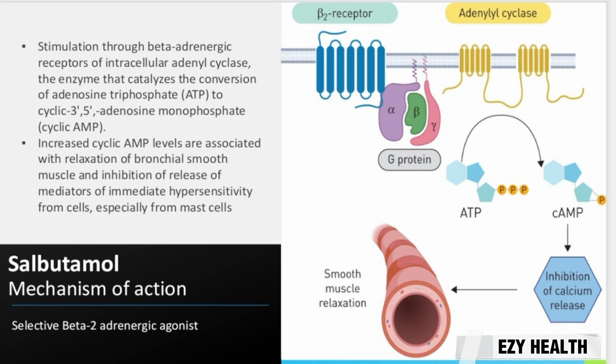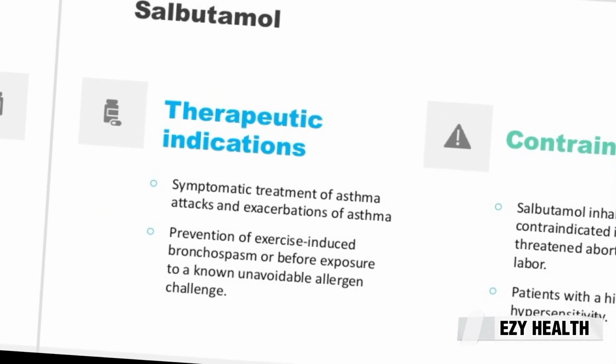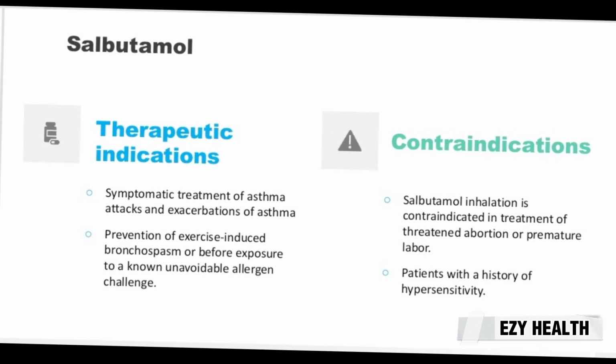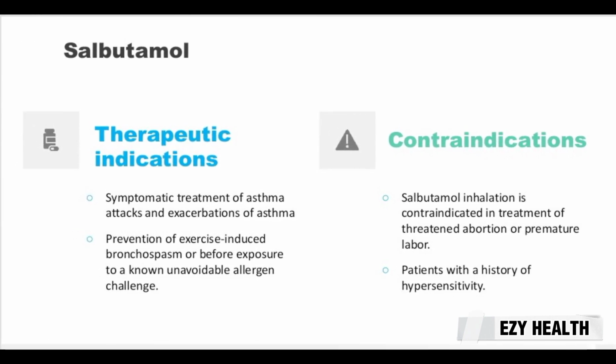Considering the therapeutic indications of salbutamol, it is mainly involved in the treatment of asthma and exacerbations of asthma. It also prevents exercise-induced bronchospasm or is used before exposure to a known unavoidable allergen challenge.